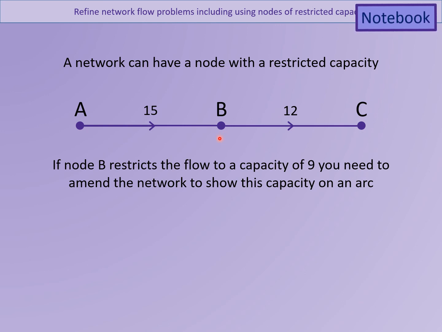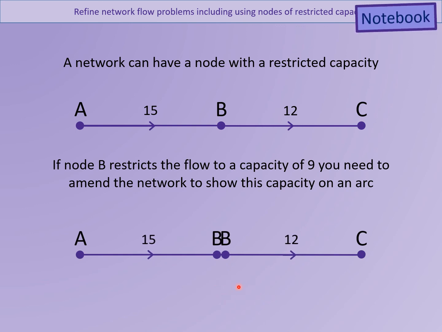Now that's going to cause all sorts of problems when it comes to things like cuts, because you can't put a cut through that B. You can't do the flow augmentation algorithm. So it makes everything a lot more tricky. Now the way you do it then, and what you should do, is actually separate out that node. So when you've got a node that's restricting you, so that you can do all the things like the cuts and the flow augmentation algorithm, everything you know how to do, what you need to do is change it. And you can change it by doing that.